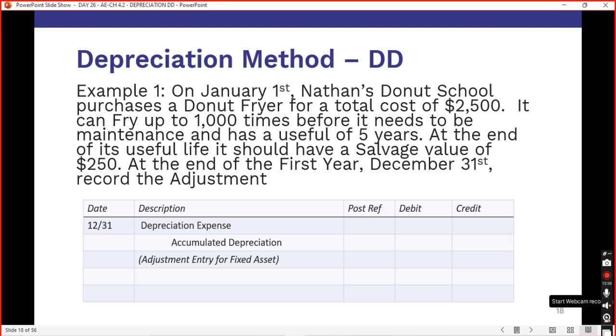So, again, we already practiced how to journalize that transaction. So this is what it will be. You're going to put depreciation expense for the accumulated depreciation, and especially for the first year, it's going to be for $1,000. Good so far?